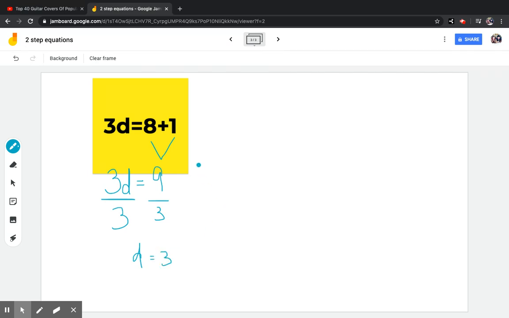So don't get overwhelmed. These aren't as hard as they look. All you need to do is find what do I need to do first to get rid of these numbers. All I want is this variable by itself. Okay, and there we go.